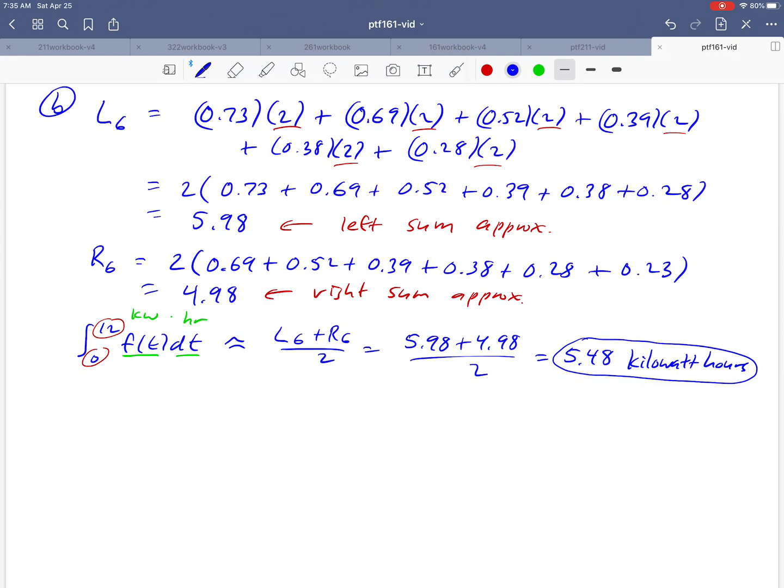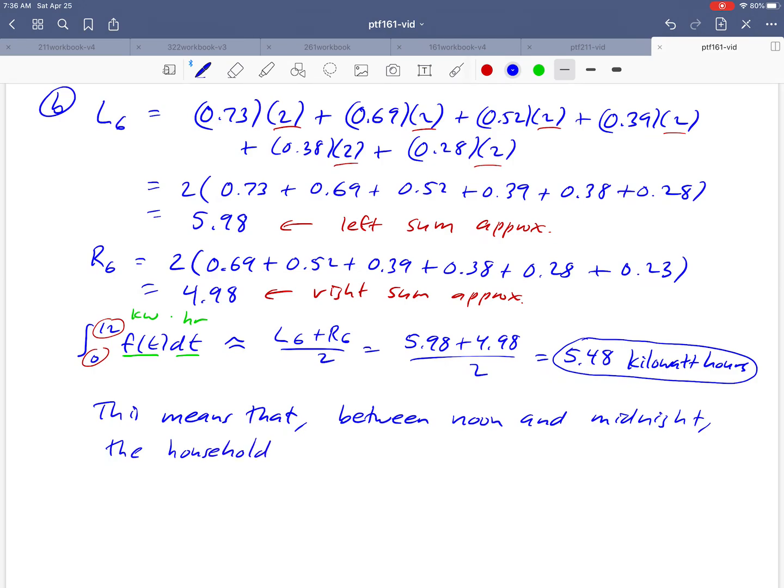So let's try for a sentence here. This means that between t equals 0 and 12, which would be between noon and midnight, the household uses about 5.48 kilowatt hours of energy. And there's our interpretation to explain our answer.